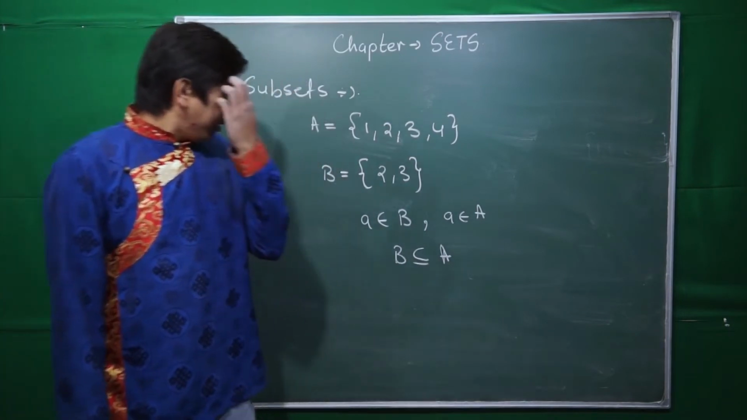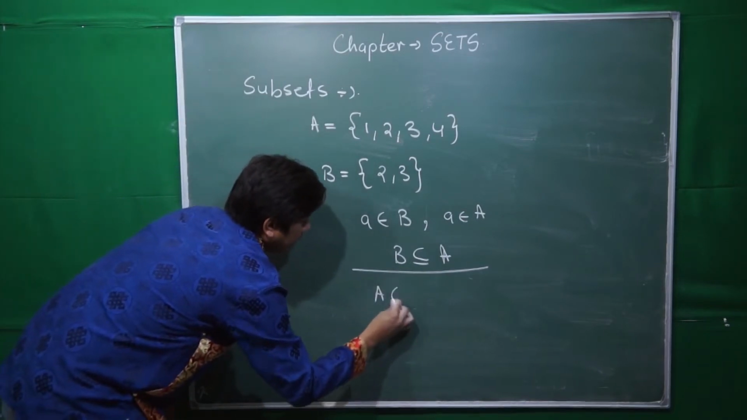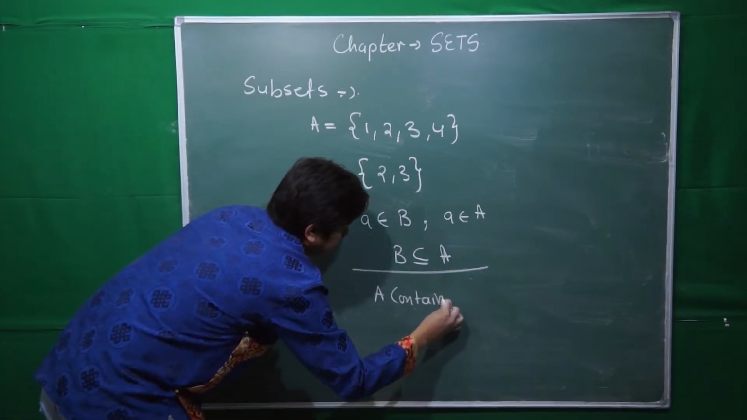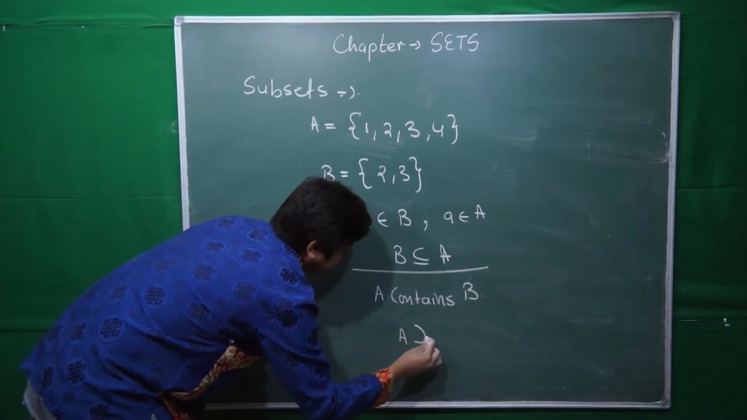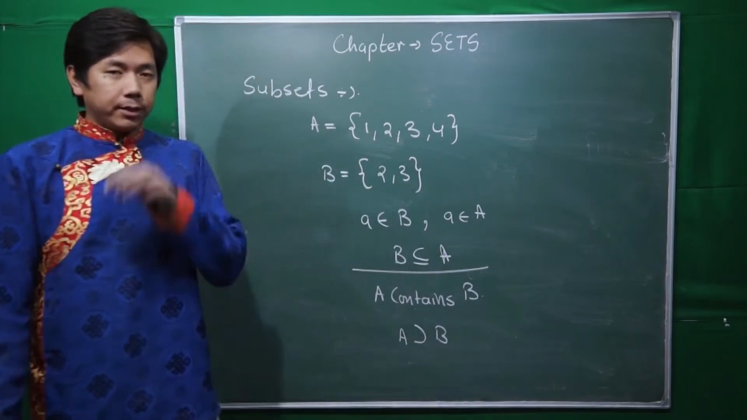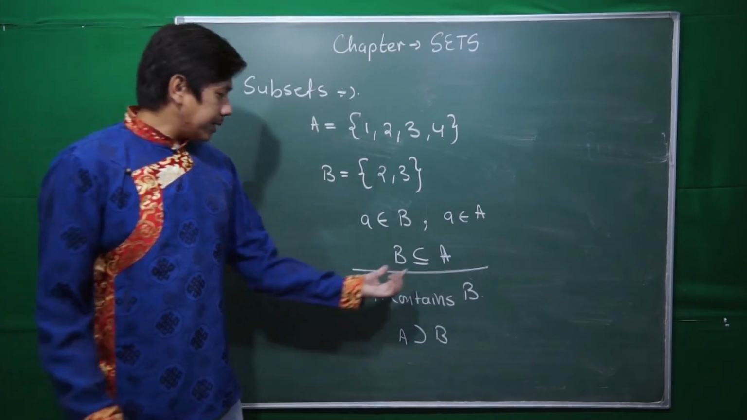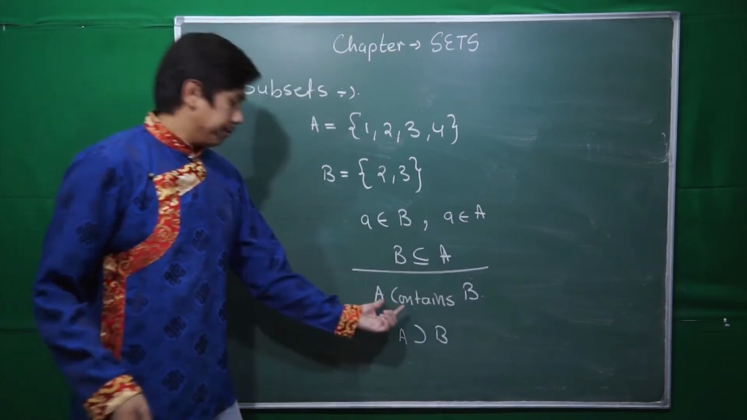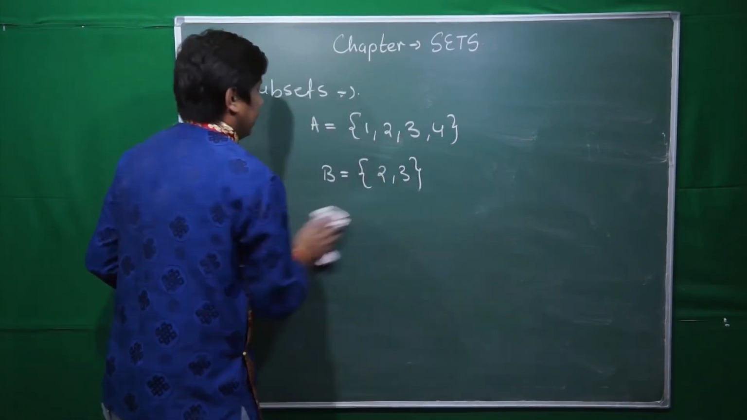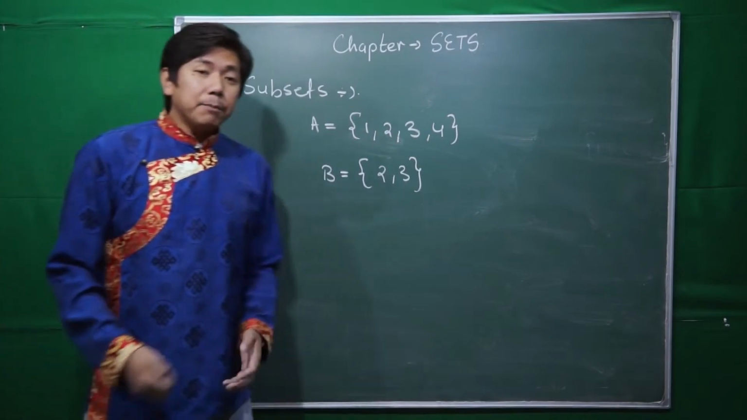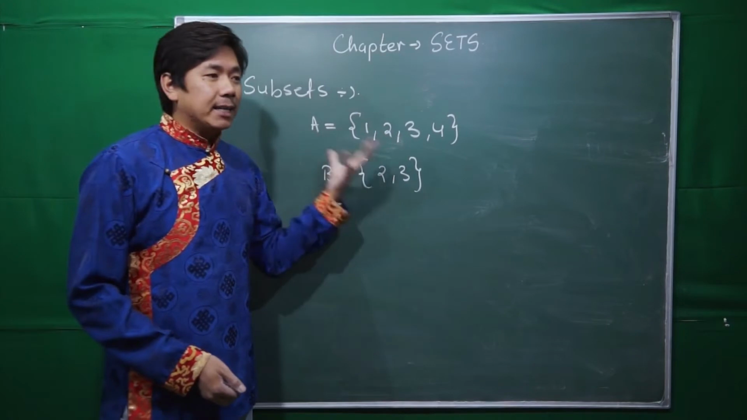Clear? Or we can write that A contains B and A is the superset of B. Okay. So in this way, we can write it as subset of A or superset of B. All right. Now that being said, how many subsets can a set possess?